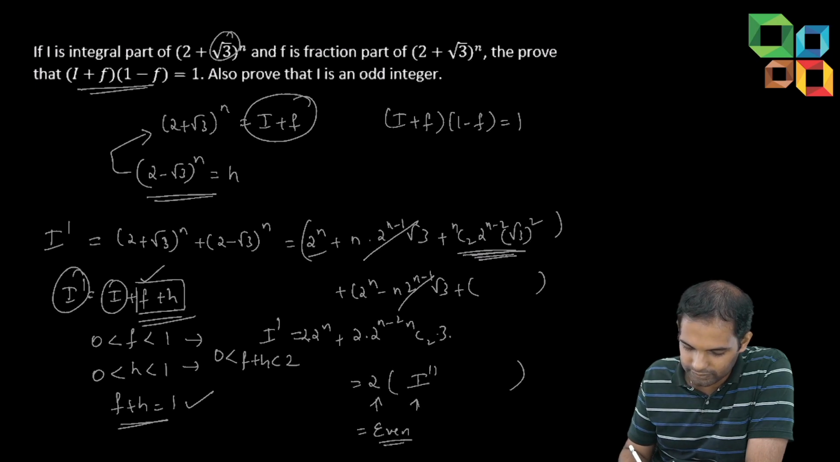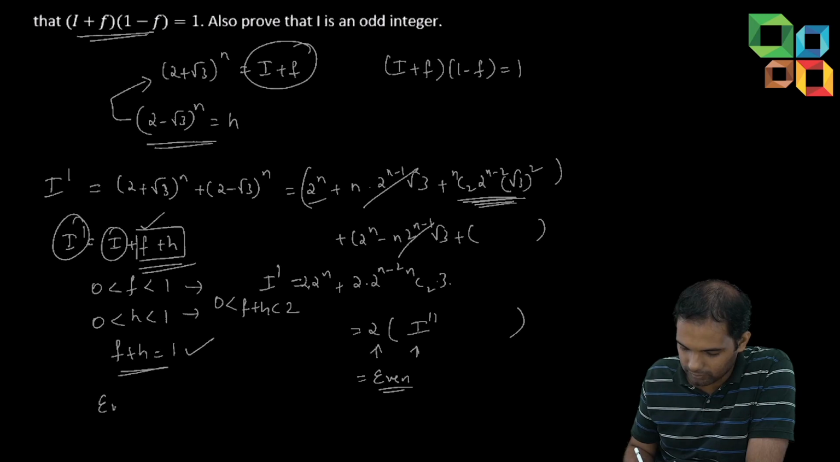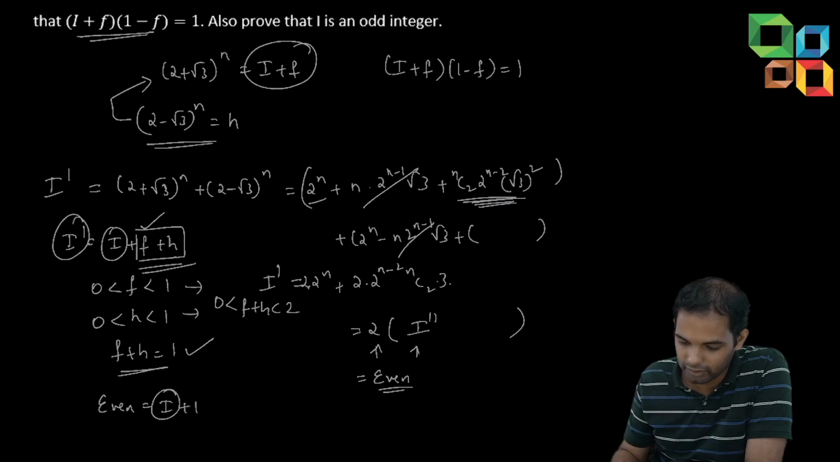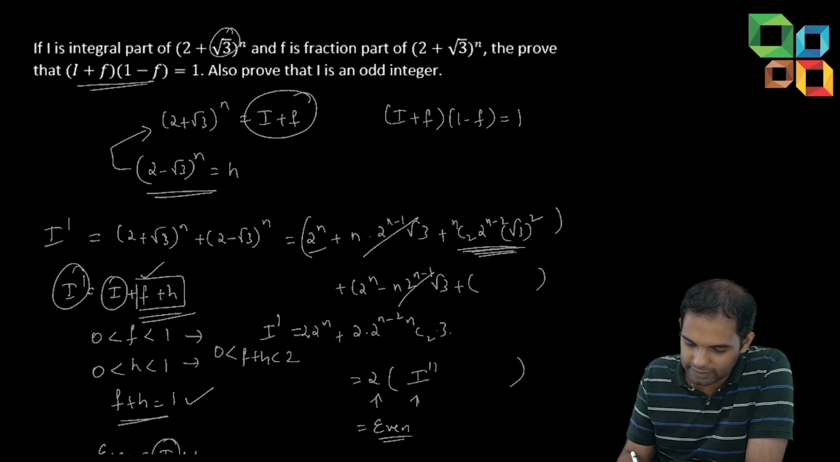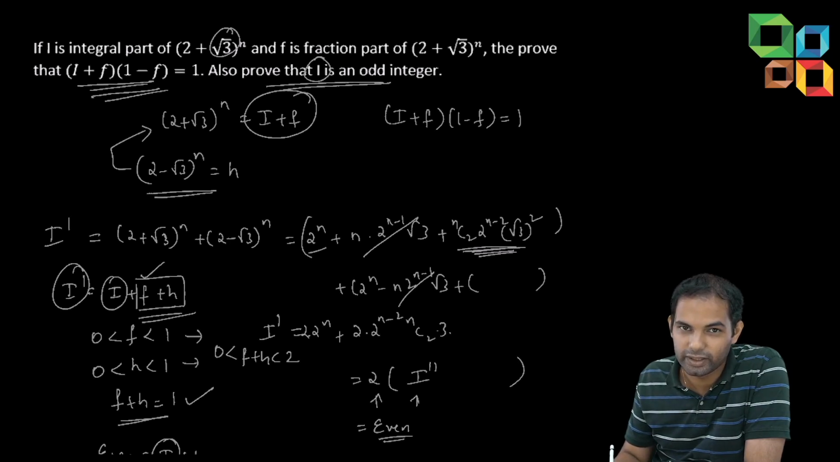If this is even, I now have an equation which is an even number equal to I plus 1. Obviously, if I subtract 1 from an even number, I'm going to get an odd. So we had to prove that this is equal to 1 and it's an odd integer. We already ended up proving that I, the integer part, is an odd integer.